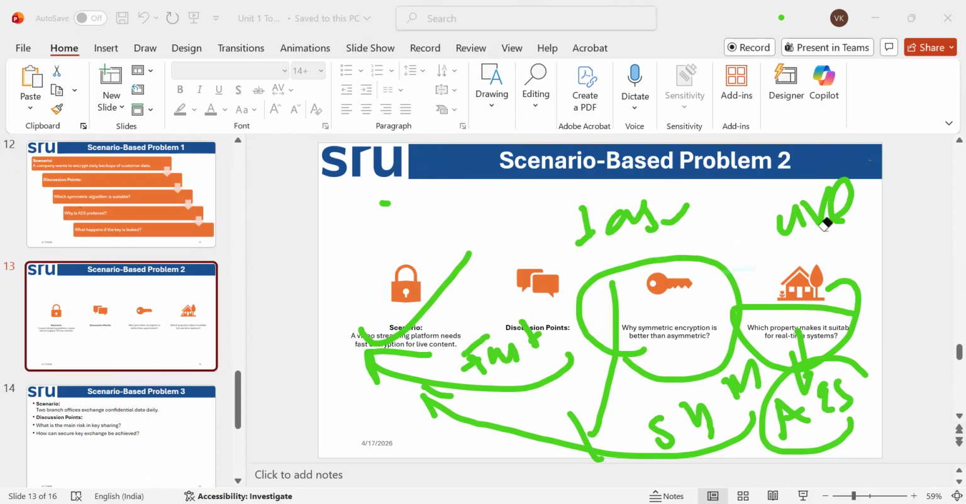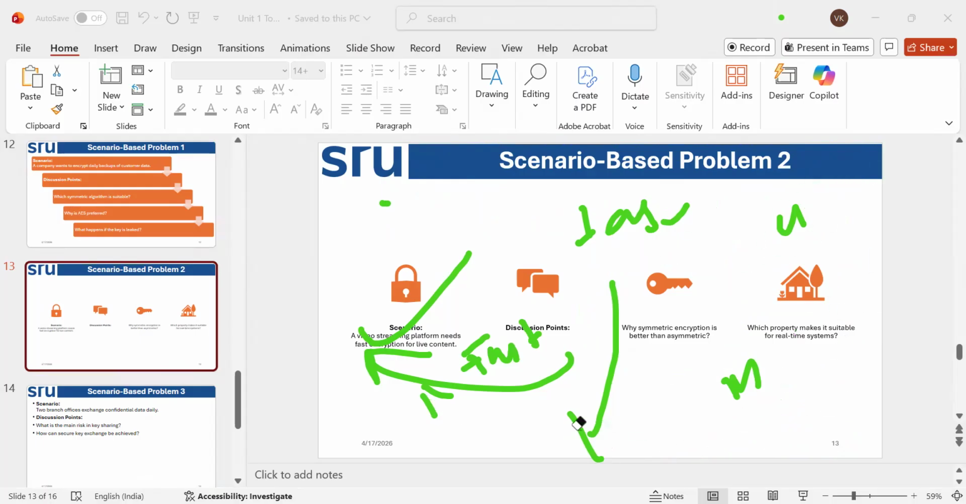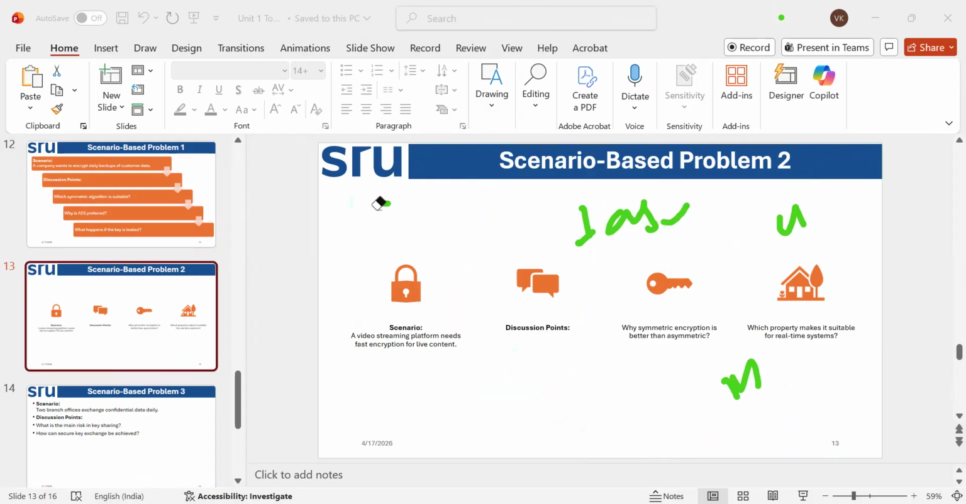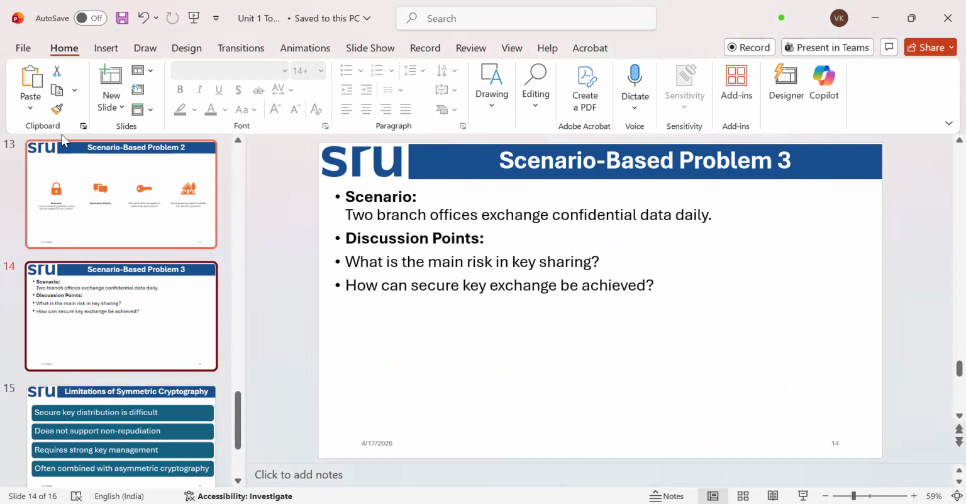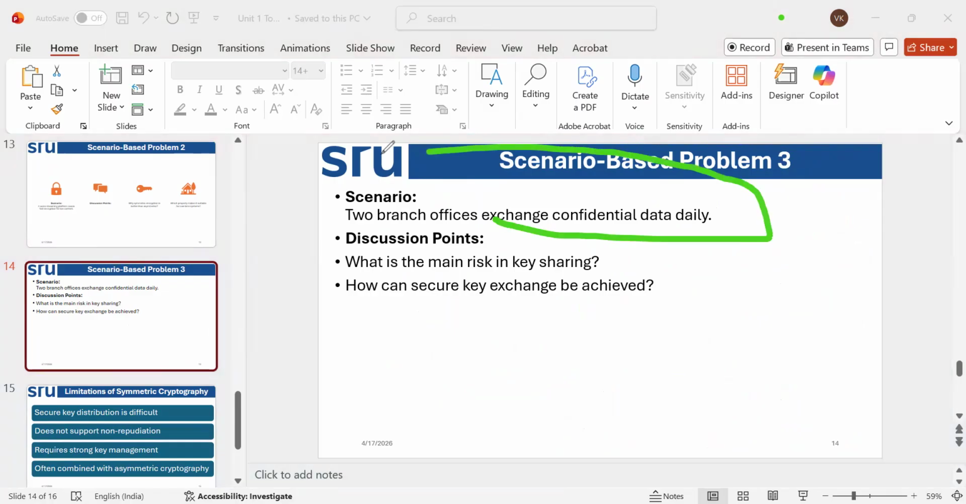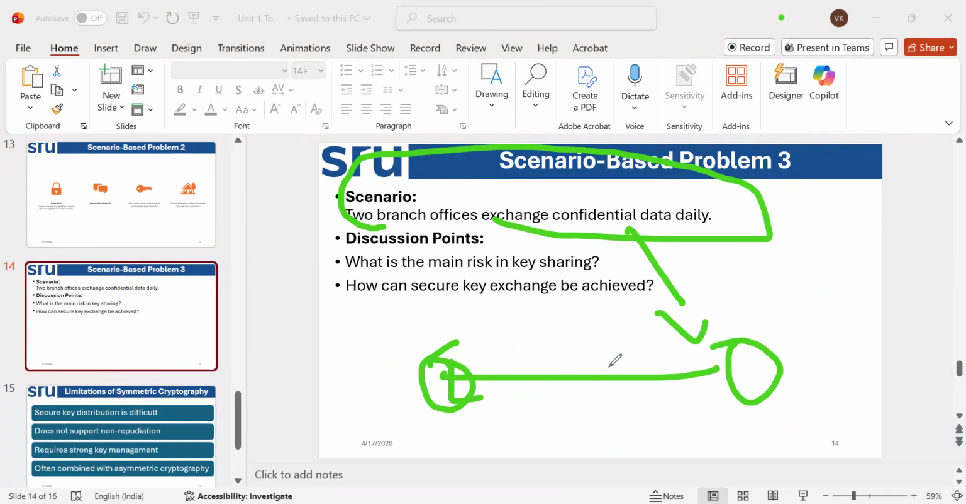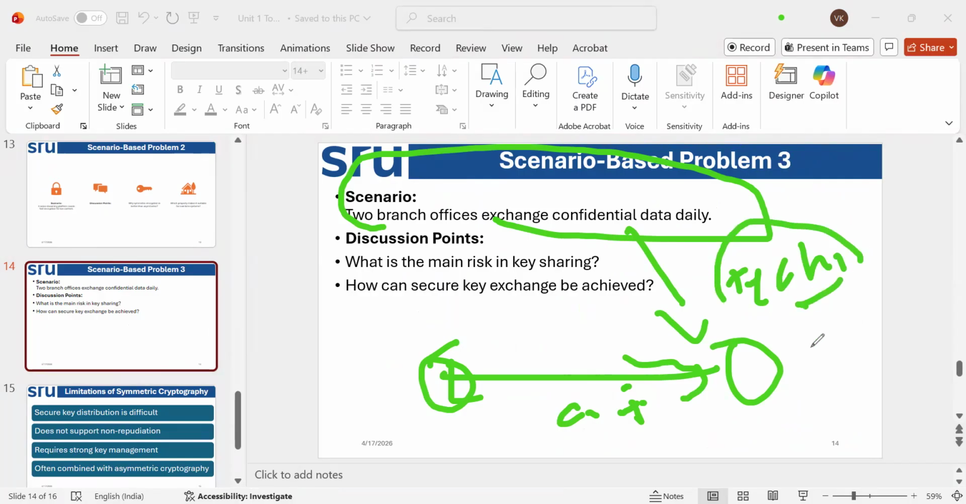Let's see the next scenario based problem, problem 3. Scenario: two branch offices exchange confidential data daily. There is branch one and branch two, and they exchange confidential data. Confidential data means technology transfer, details transfer, anything can be there. Suppose Honda has technology, Coca-Cola has technology, and this transfer is going on.